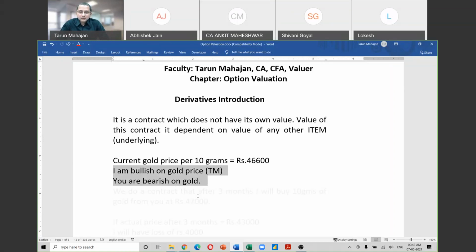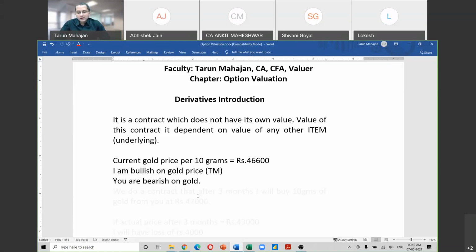I am saying that the price will rise, so at the current price I must be ready to buy. You are saying that the price will eventually fall, so you must be ready to sell at the current price, because in future the price will fall. So currently you can sell at a higher price. The one who is bullish is ready to buy. The one who is bearish is ready to sell.